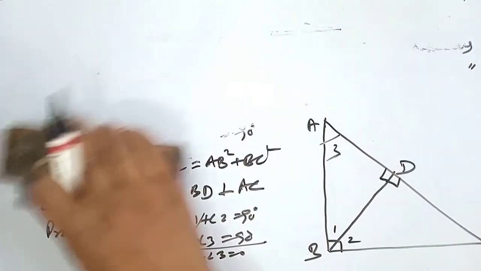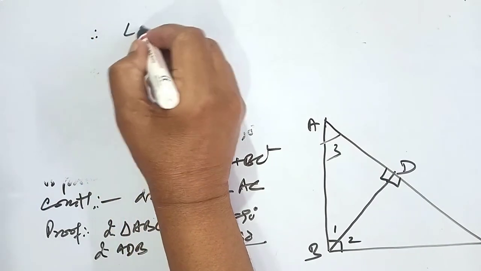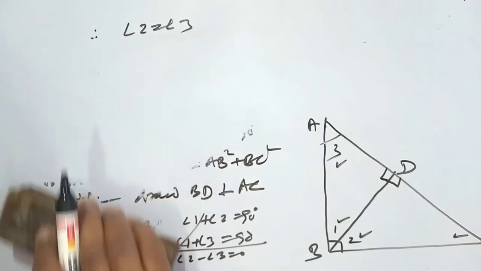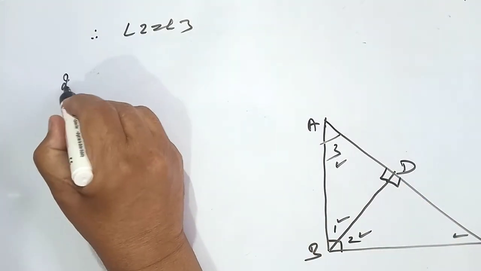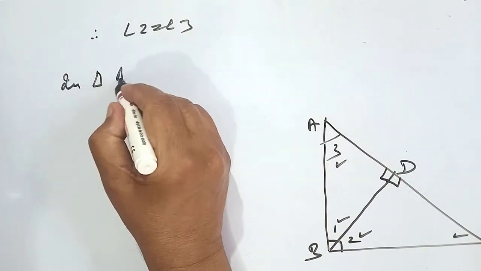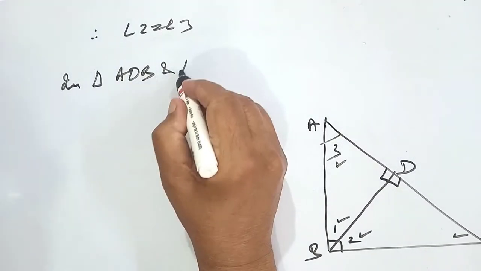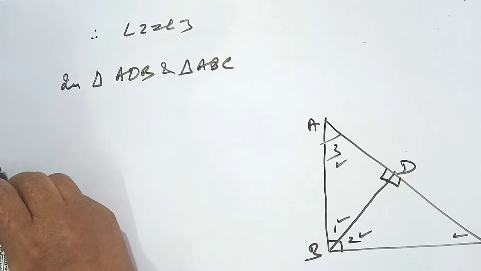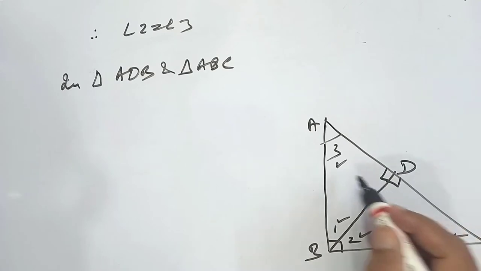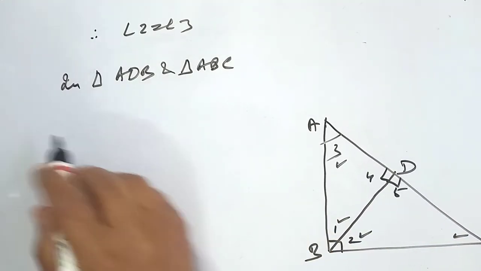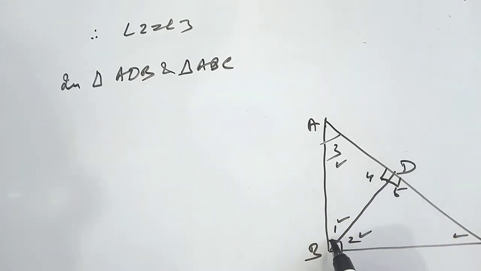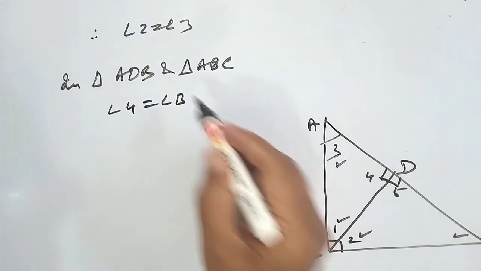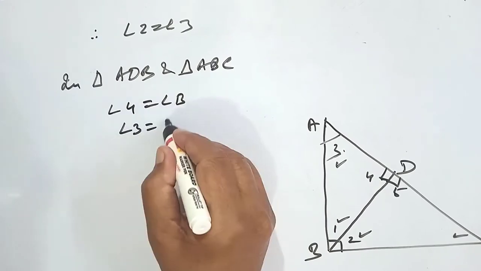Therefore, angle 2 is equal to angle 3. This angle is equal to this angle. Similarly, we can show that this angle is equal to this angle. Now, in triangle ADB and triangle ABC, let this be 4 and this be 5. So in triangle ADB, this is 90 degrees and this is 90 degrees. Therefore, angle 4 is equal to angle B. Similarly, we have already proved angle 3 is equal to angle 2.